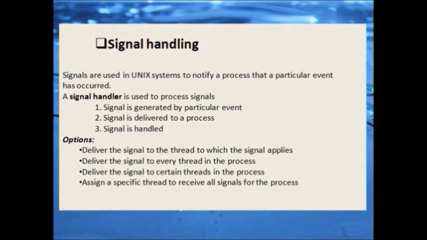Signal handling. Signals are used in Unix systems to notify a process that a particular event has occurred. A signal handler is used to process signals. A signal is generated by a particular event. The signal is delivered to a process.